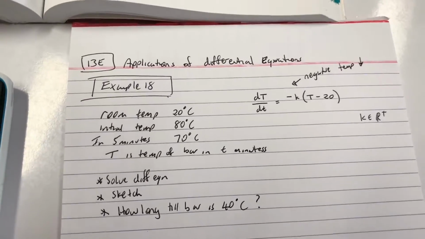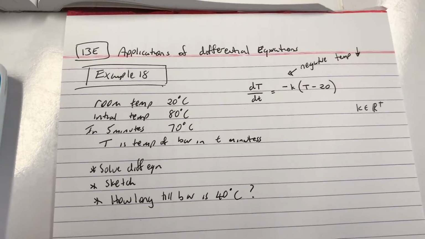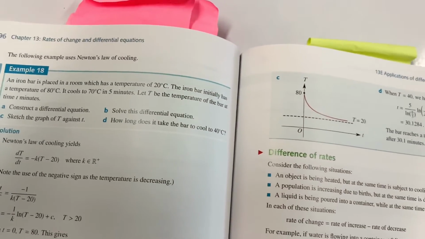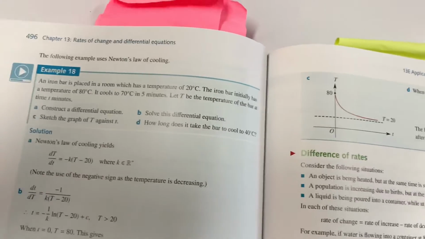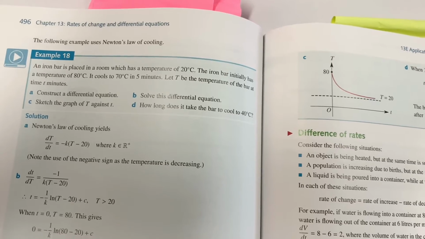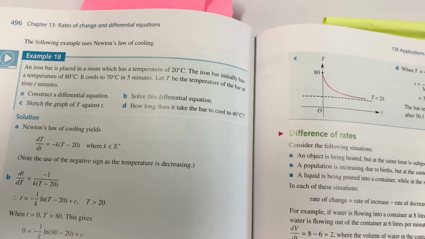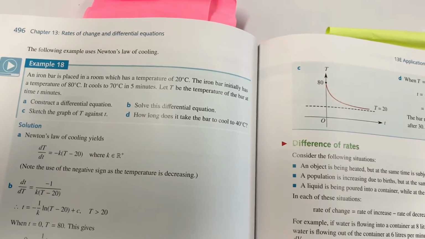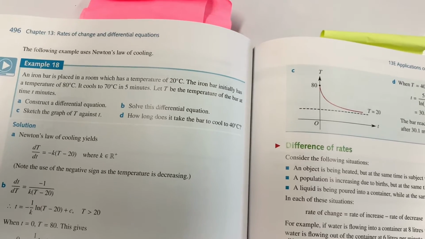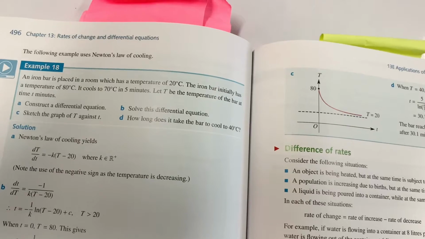Okay, exercise 13E, we're going to do example 18. Example 18, if we read it there, is about an iron bar placed in a room which has a temperature of 20 degrees Celsius. The iron bar initially has a temperature of 80 degrees Celsius. It cools to 70 degrees in 5 minutes. Capital T be the temperature of the bar, little t is the time in minutes.